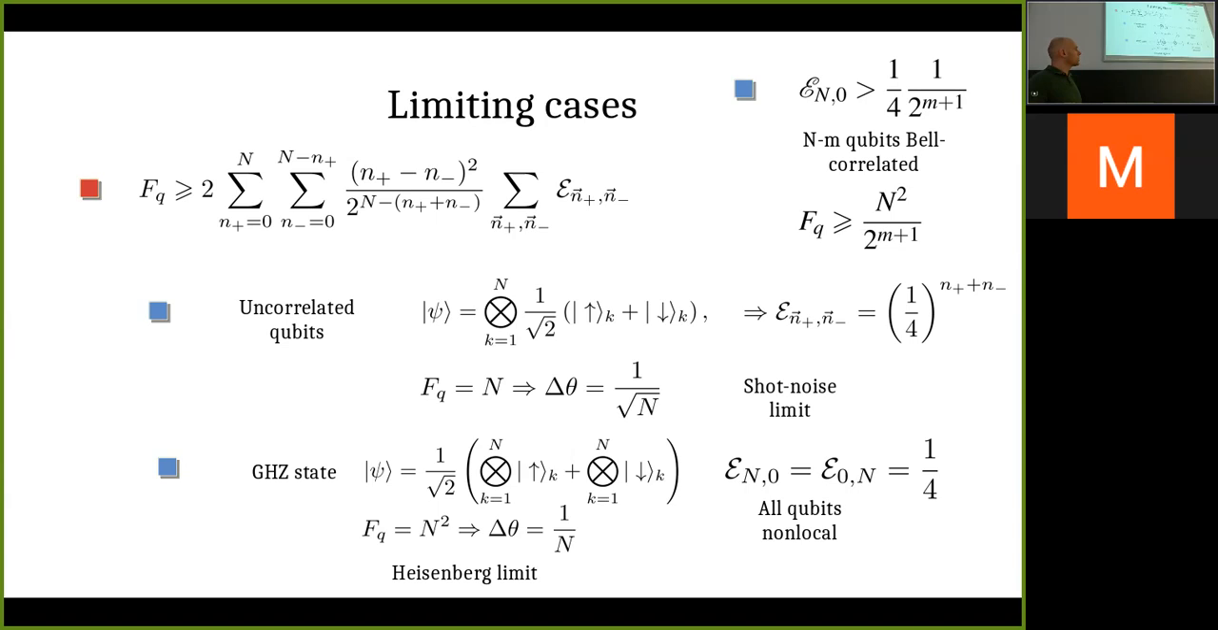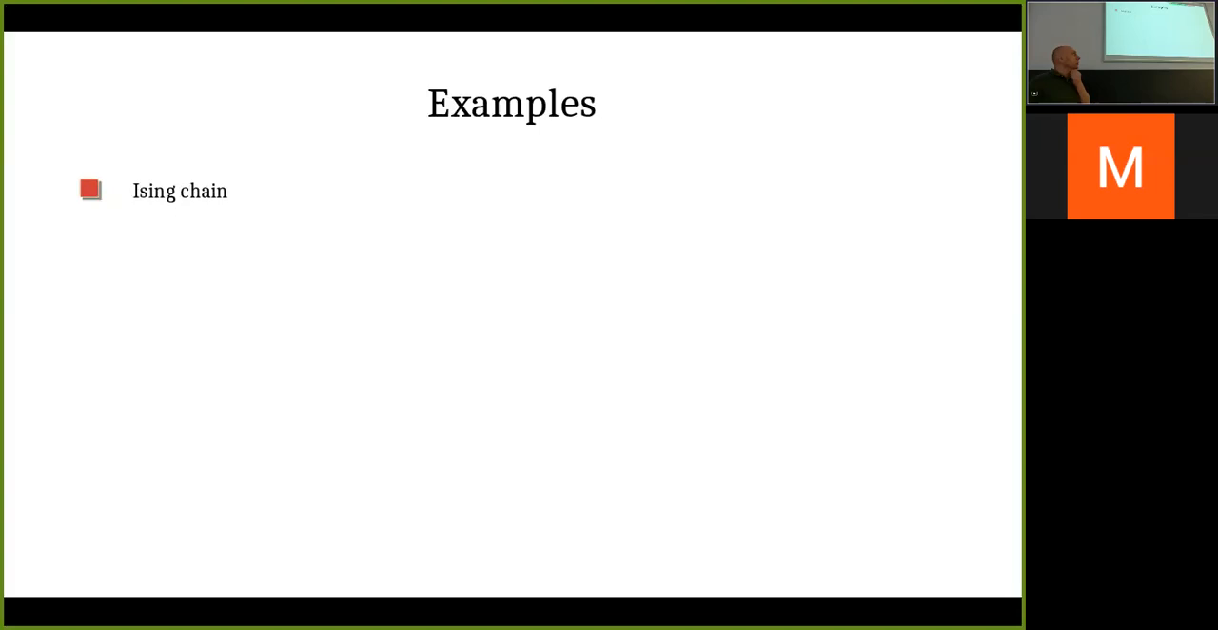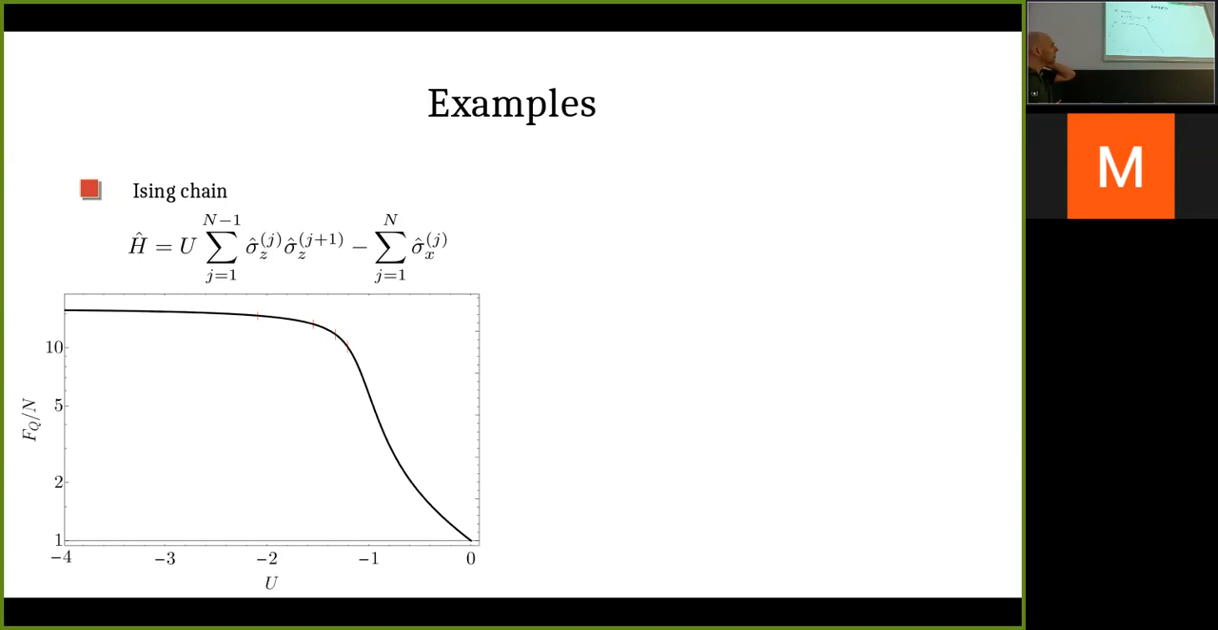You can do some numerics, like we did with Arthur. You can take an Ising chain, 16 spins, open boundary conditions. So you have the local magnetic field and nearest neighbor interaction. And you can calculate the ground state of your system as a function of U. We took negative U because we know there is a quantum phase transition there. And this is what you obtain.